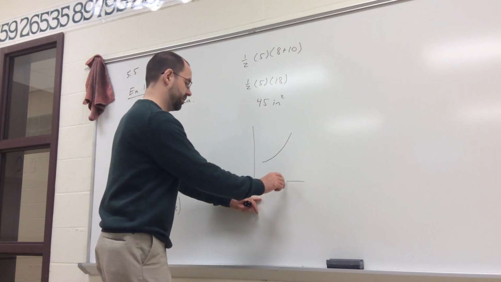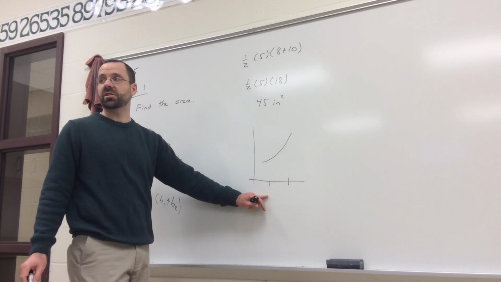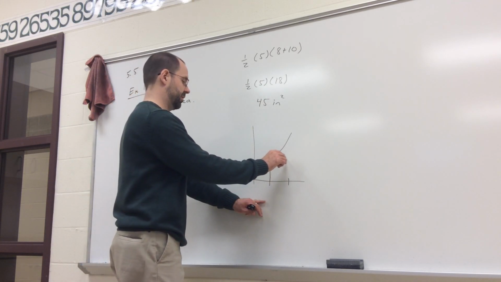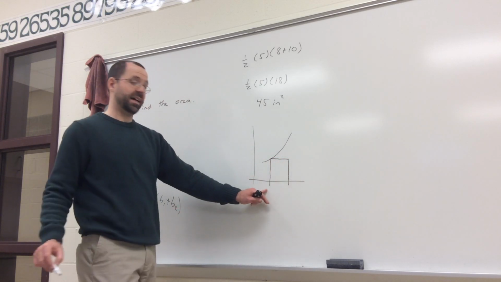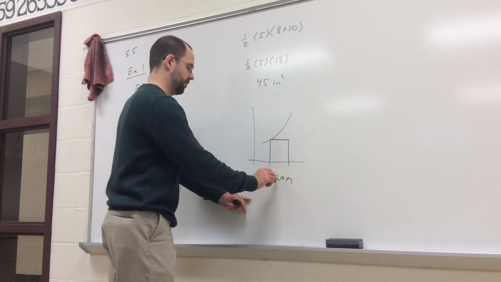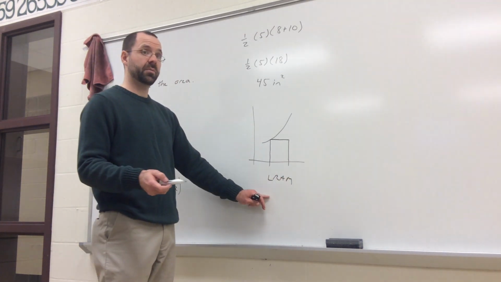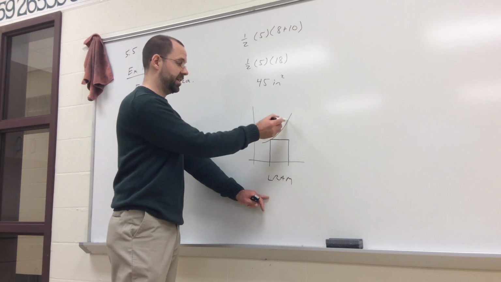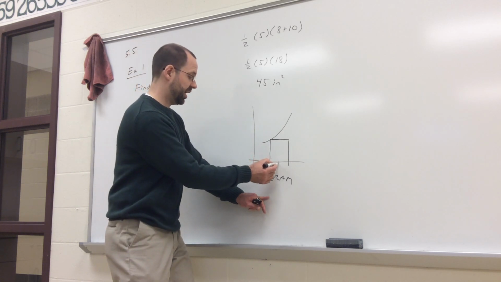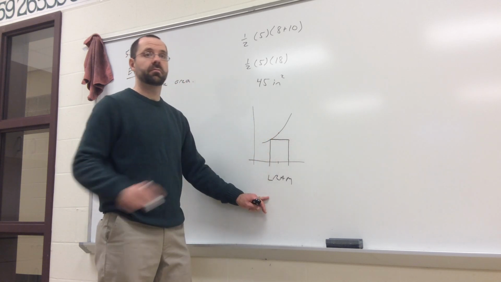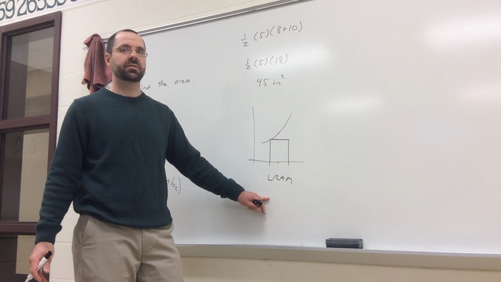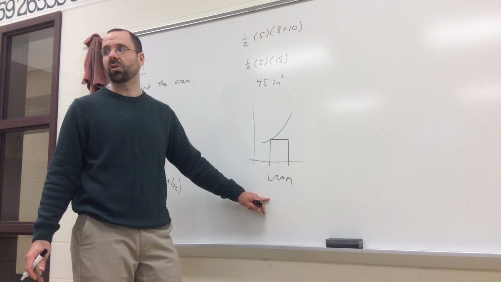And sometimes we did an approximation called LRAM. And when we did LRAM, we chose the height on the left. And then sometimes we did RRAM, where we chose the height on the right instead. And sometimes we did MRAM, where we chose the height in the middle. So those were approximation methods. They weren't the exact area. They were approximate area. LRAM, RRAM, and MRAM.